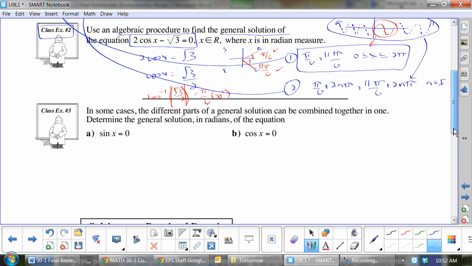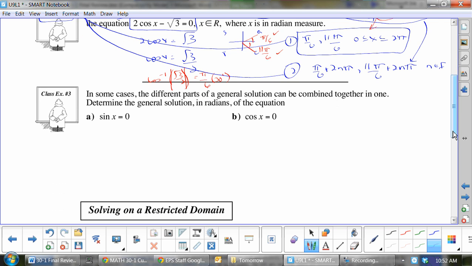Now, let's talk about some different cases. For sine and cos, you're going to add 2n pi. For tan, it's going to be pi. Okay? Just like, because pi is 1 period for tan. So, again, remember this stuff.